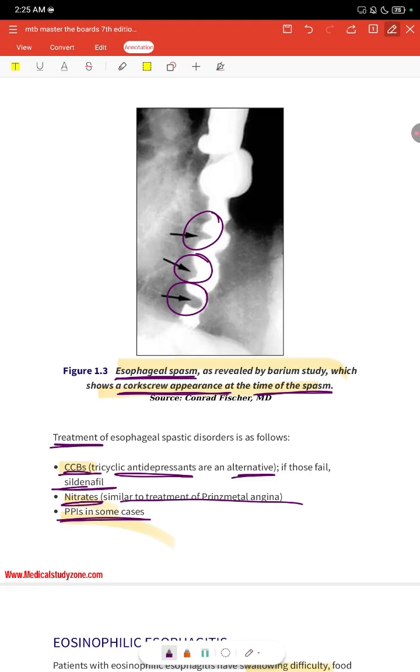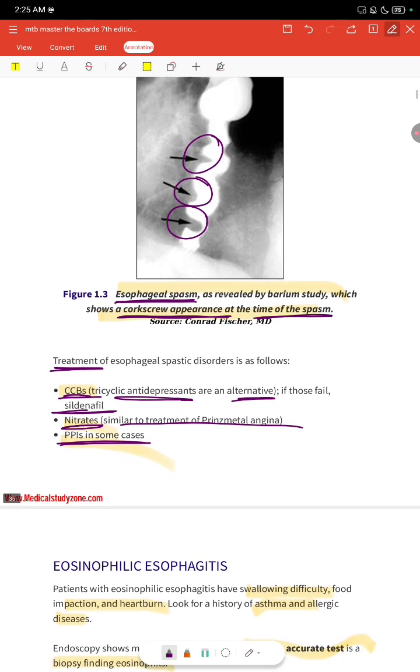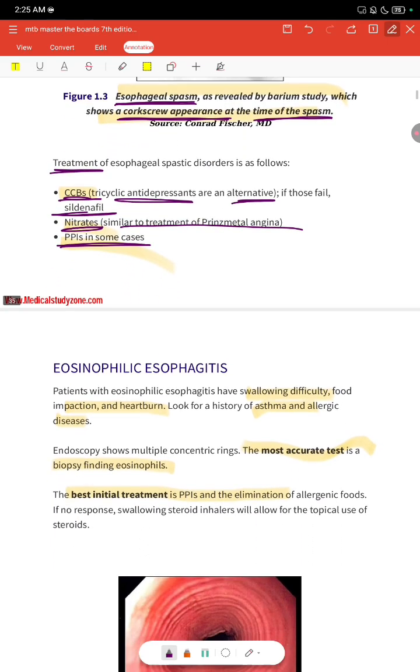What is the treatment? Treatment is CCBs. Tricyclic antidepressants are an alternative. If those fail, go for sildenafil. Nitrates, similar to treatment of Prinzmetal angina, and PPIs, proton pump inhibitors, in some cases.